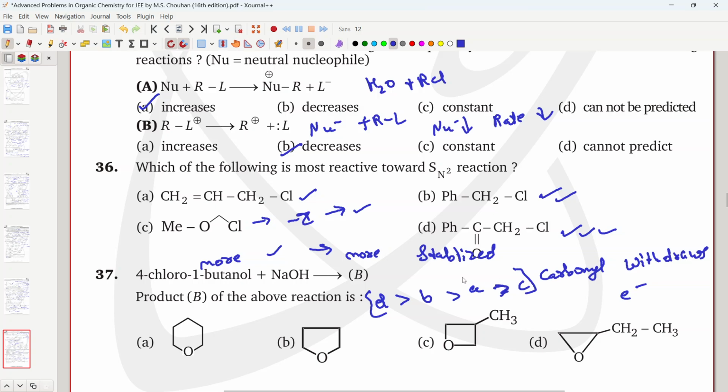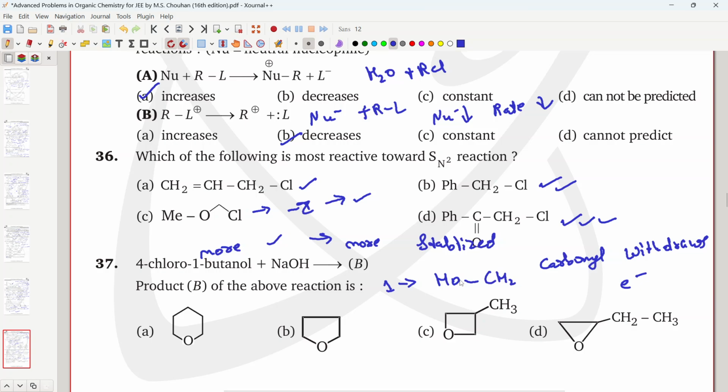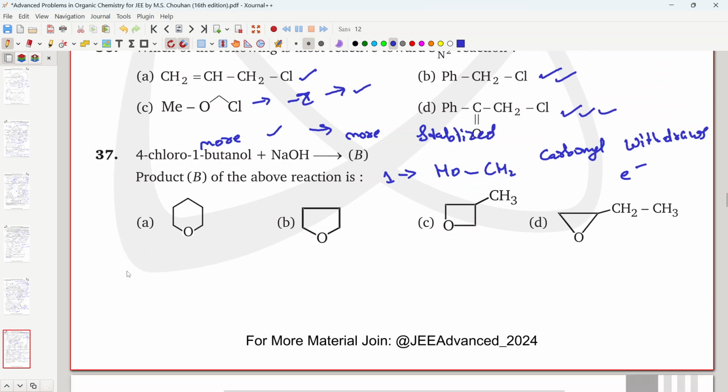Now, Question 37. We're looking for the product B. So step 1, formation of alkoxide. Step 1, HO minus. I'll write it somewhere else. Yeah, better.